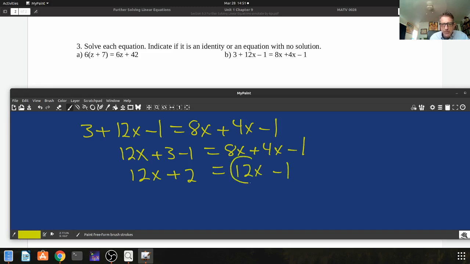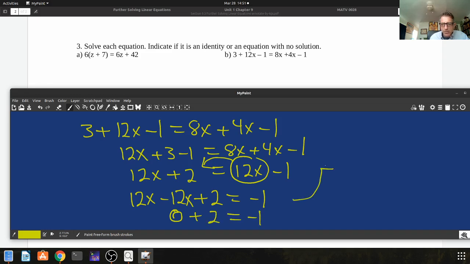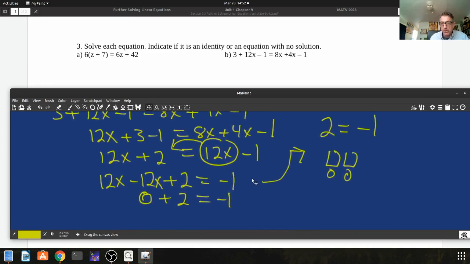So now I'm going to move my 12x to the other side. That's going to give me 12x minus 12x plus 2 is equal to minus 1, which results in, that's supposed to be an x there, 0 plus 2 is equal to minus 1, which is the same as 2 is equal to minus 1. What? No way. That's always false. So this is an example of an equation that has no solution.